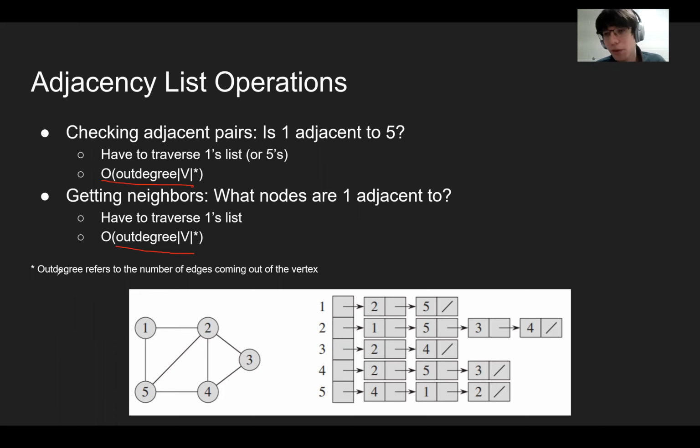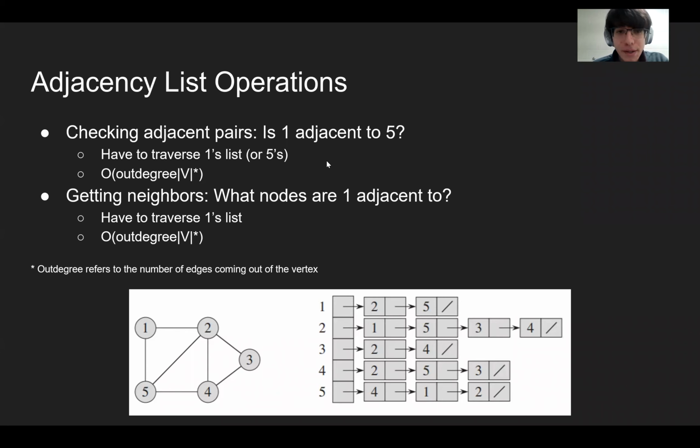And out degree refers to the number of edges coming out of the vertex. The reason why we specify that is because if it's directed, that does matter. Because then 1 is connected to 2, but 2 may not be connected to 1. So if it were directed like this, we wouldn't have 1 in 2's adjacency list, because you can't go from 2 to 1, but you can go from 1 to 2. So that's why we specify out degree. But for undirected, it really doesn't matter. It's the same both ways.